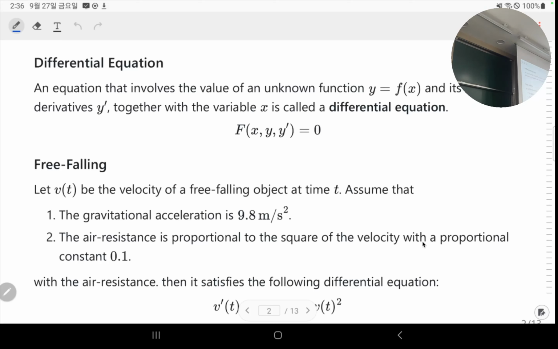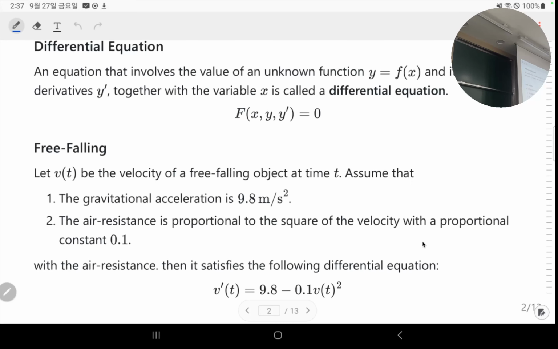So here is an example. When you have a free-falling situation, you can model this situation as the velocity of the object that is falling, here I call it v, and t is the time, the input, and I want to know how fast this object is falling at a certain time. So here are some hypotheses, physical hypotheses and principles.